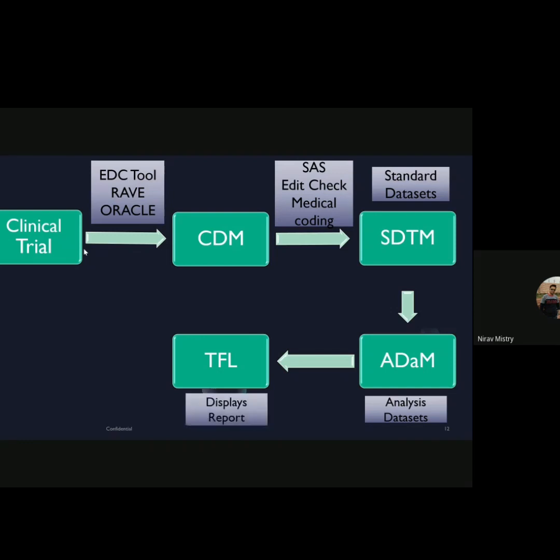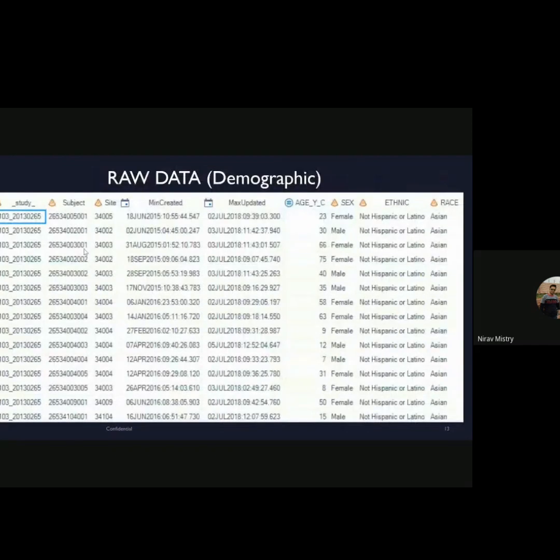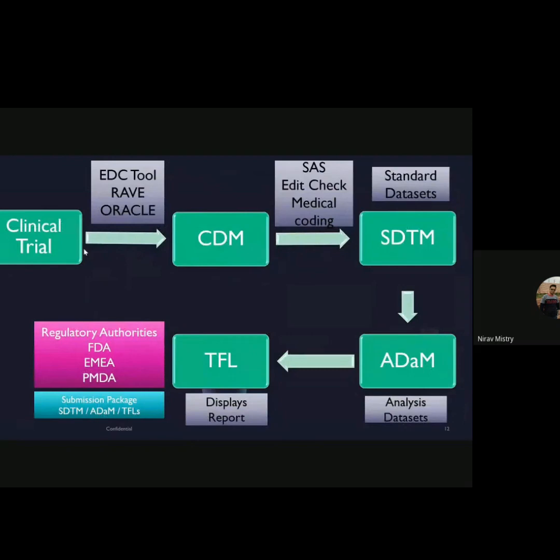Okay, and using this ADaM data set, we create the final TFLs, that is tables, figures, and listings. And finally, we submit this entire package to the health authorities for review. The health authorities will review this data, and then they will give the final submission, or you can say final approval of the drug. So this is a general diagram of how we work in the clinical SAS industry.